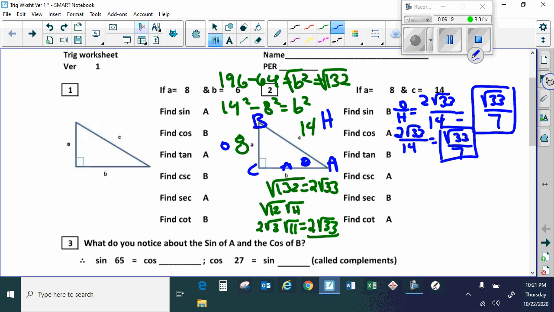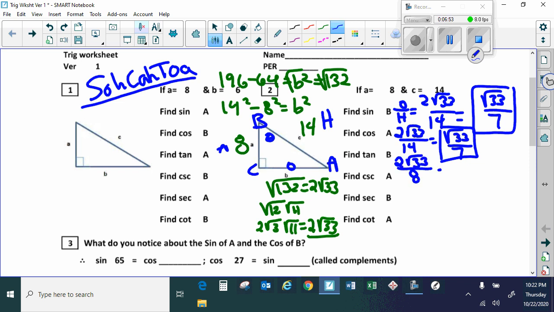Okay, tangent of B. So now we move theta up to B, which now means these two switch. And don't forget, tangent is opposite over adjacent. We'll write SohCahToa again over here. That's the first thing you should write on your paper when you have your test, SohCahToa. Make sure you spell it correctly. You've got to have it memorized. So tangent is opposite over adjacent. So now we have 2 root 33 over 8. That's going to simplify to root 33 over 4.